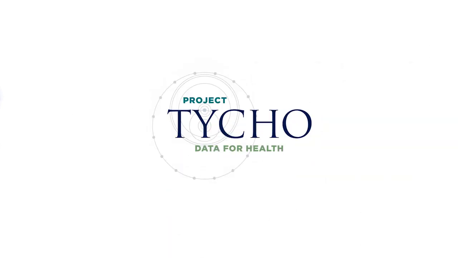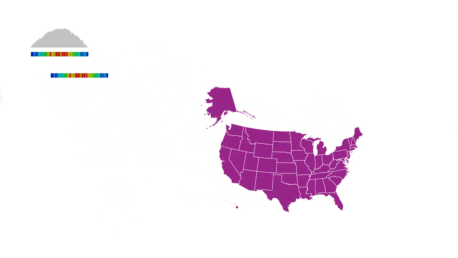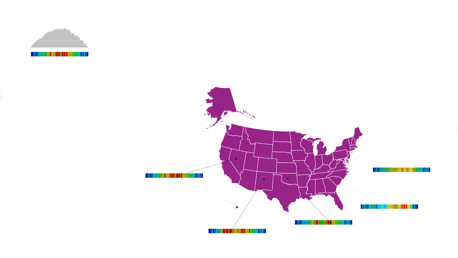Project Tycho digitized these data for the past 125 years for easy access and analysis. For example, the number of cases can also be represented by color coding. Blue indicates a low number of cases, and red means a high number of cases. Each color bar represents an epidemiological curve for a different state.